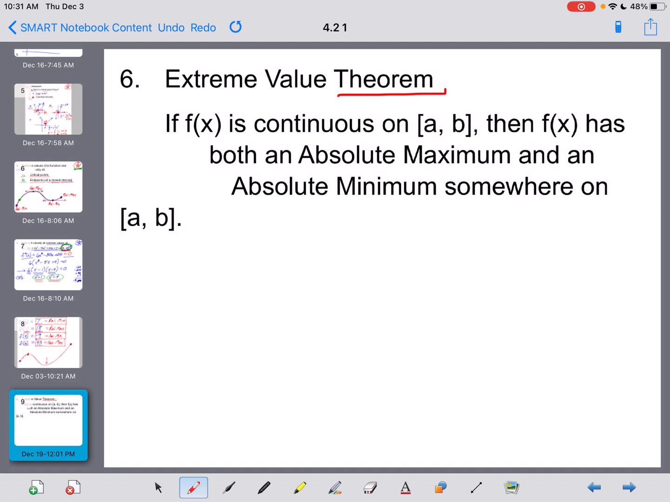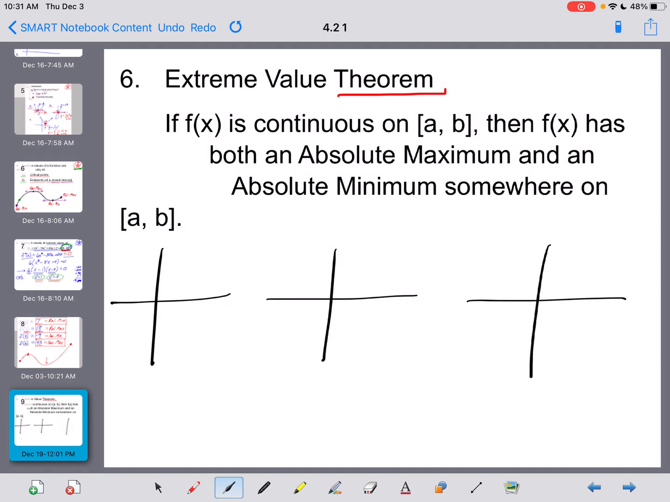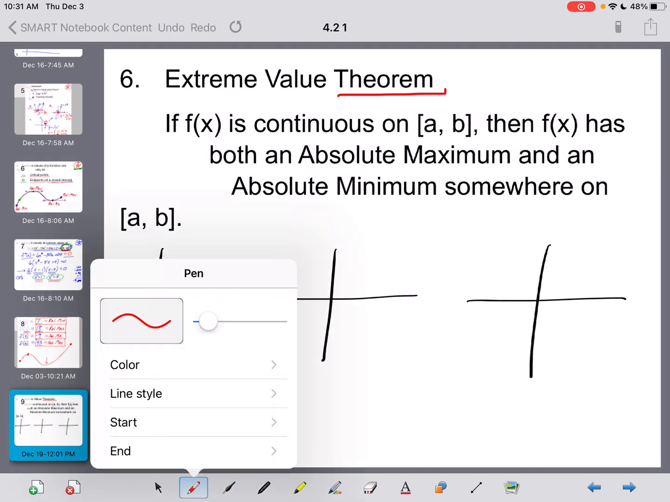If f of x is continuous on a closed interval from a to b, then f of x has both an absolute maximum and an absolute minimum somewhere on that interval from a to b. Guys, I'm going to draw 3 quick, simple graphs to try to illustrate what's going on. But I think that each of these is going to harken back to something that we did earlier in this section.